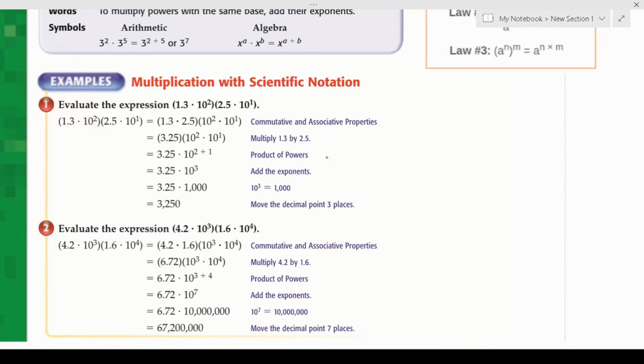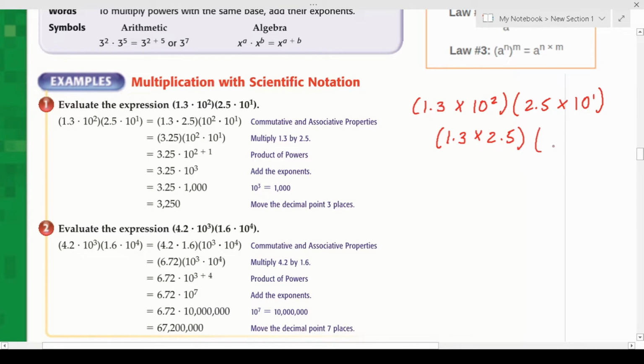On this first example, we're being asked to evaluate the expression 1.3 times 10 to the second by 2.5 times 10 to the first. Off to the side, I'm going to rewrite this using x instead of that dot there. So this is 1.3 times 10 to the second times 2.5 times 10 to the first. Okay? And the way to approach this problem is to group up your decimals and your powers of 10 with each other. And we can do that using the commutative and associative properties. So what that enables us to do is, as I mentioned, just group these up. That is 1.3 times 2.5 over here. And then 10 to the second times 10 to the first over here.